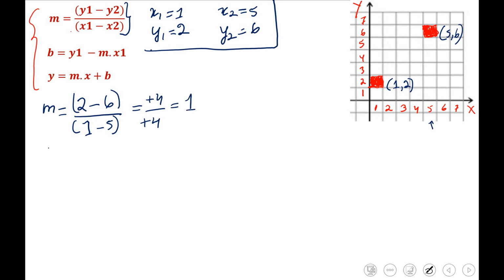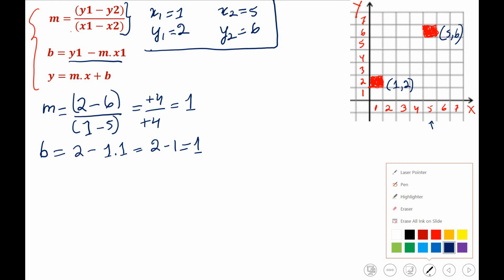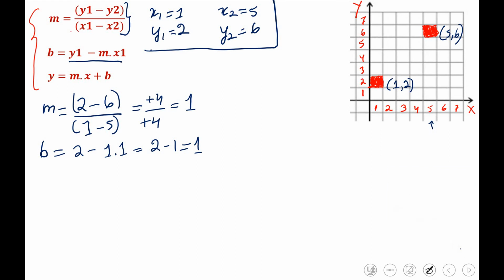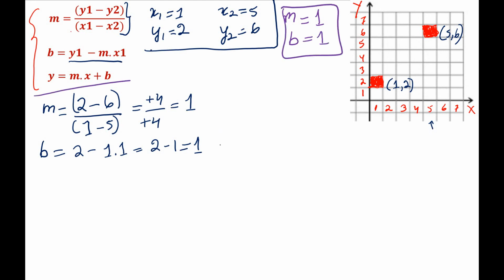Now let us also calculate the value of b. b is equal to y1 minus m times x1. We have 2 minus m, which is 1, times the value of x1, which is also 1. Here we have 2 minus 1, which is equal to 1. I am choosing values so that it becomes easy to understand. So the values that we already have here are m equal to 1 and b equal to 1.